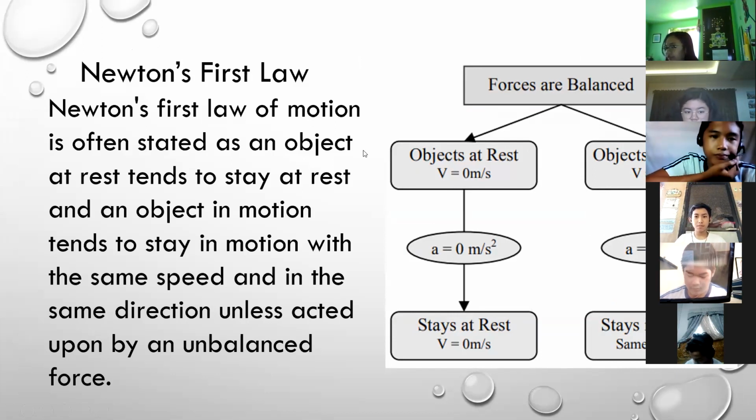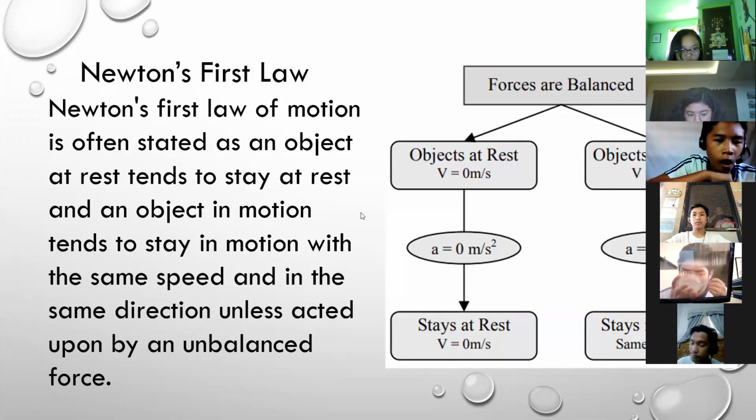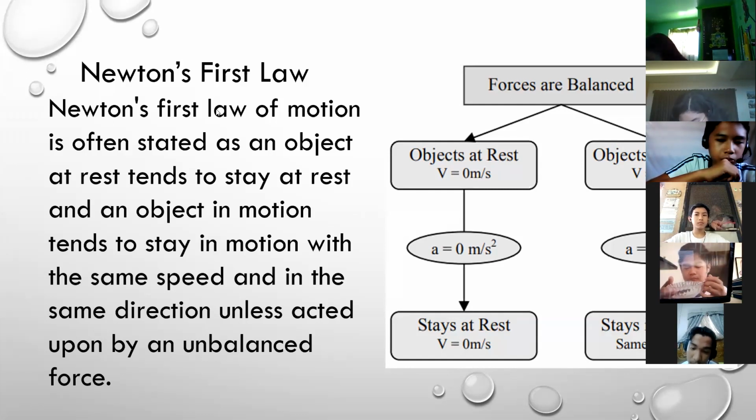The first law under Newton's laws of motion is often stated as: an object at rest stays at rest, an object in motion stays in motion, unless there is an unbalanced force that acts on the body for the object to stop from moving or to move from rest.